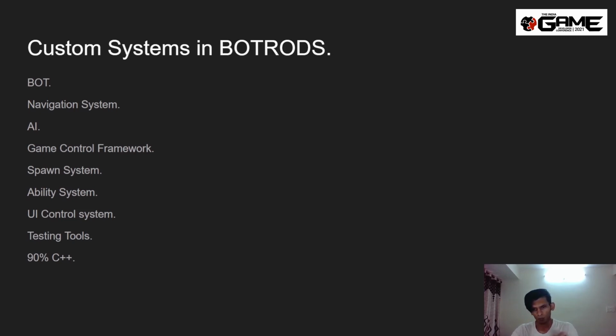Then the testing tools. Basically, you can simulate all parts of the game even without being in the game loop. It is super handy because you don't waste time in terms of testing.